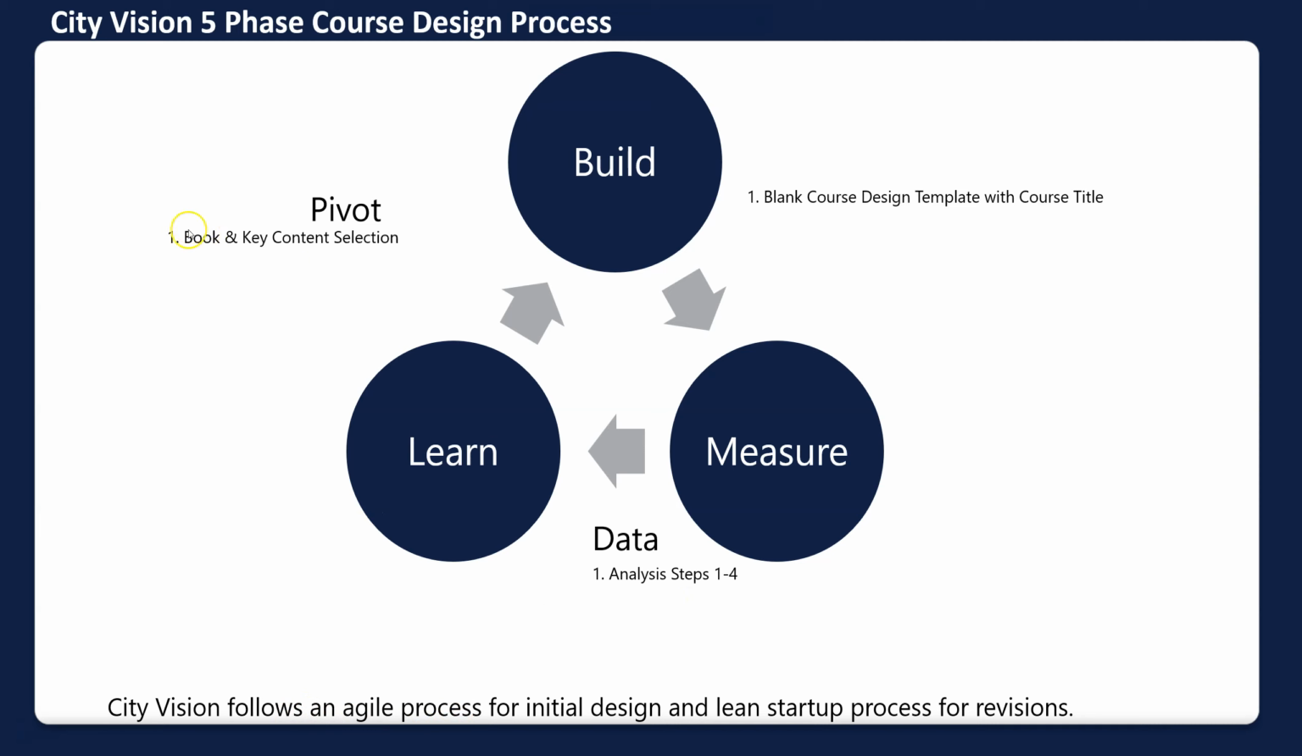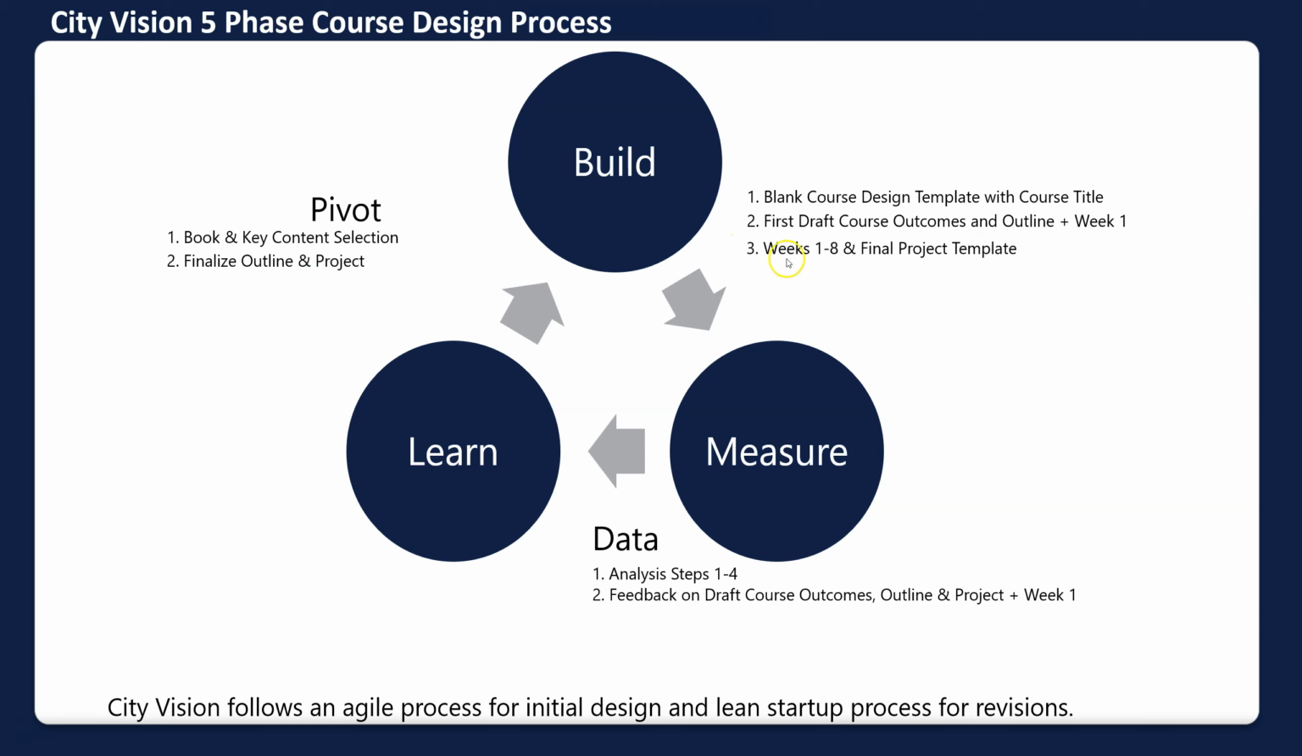So you go through, you get the book and key content selected, and then we have you do phase 2, which is the first draft course outcomes and outlines. Plus, usually we'll have you do week 1, and then I'm going to give you feedback on that, so that you can finalize the outline, and if there is some sort of final project, you can also finalize what is the basic scope of the final project. And then you're going to go through phase 3, where you're going to go and design weeks 1 through 8 and your final project template. I'll give you feedback on that, and then you'll revise those.